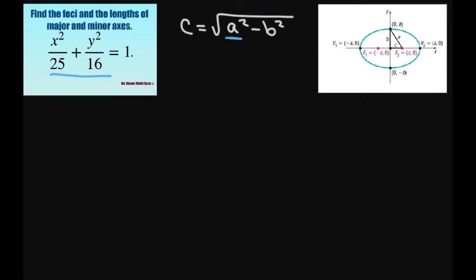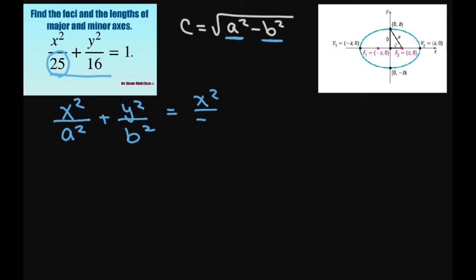When you're doing a squared minus b squared, this has the form of x squared divided by a squared, and it's a squared because it's always the bigger number. And think about it, because you're subtracting, so it's the bigger number. And then we have y squared divided by b squared. So for us, that's going to be x squared divided by 5 squared plus y squared divided by 4 squared.